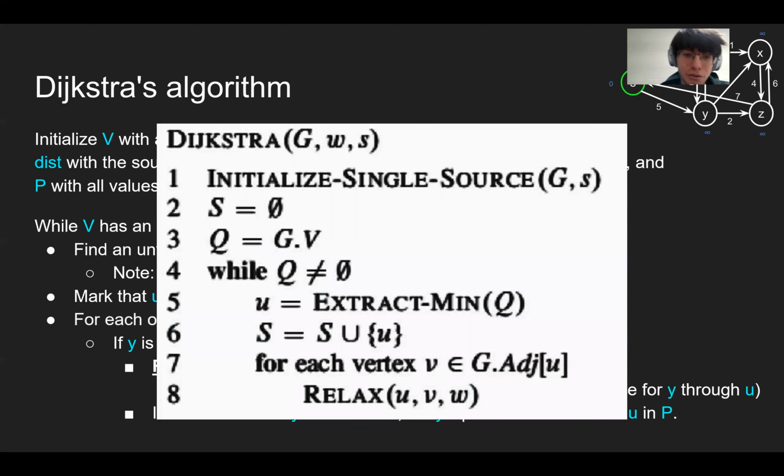So what does the code look like? It's something like this. Again, we have an empty set at first, and then while we haven't visited all the vertices, we keep extracting the minimum distance, and we include the new vertex in our set of visited vertices. And for each vertex which is adjacent to it, we relax. So we relax the edges.